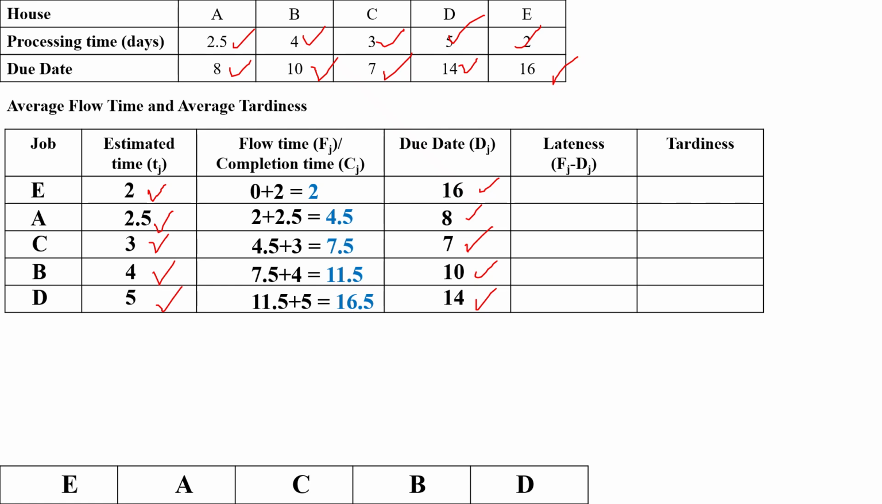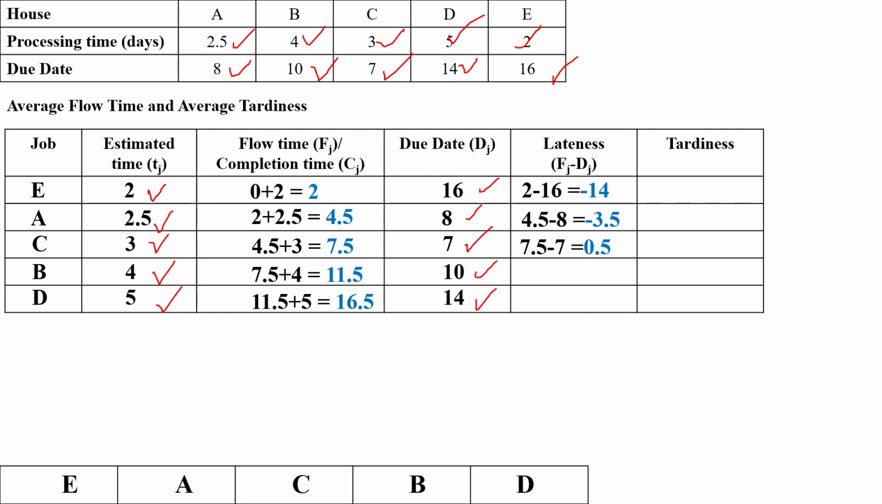Next we have to determine the lateness, that is Fj minus Dj. For job E, the Fj value is 2 and the Dj value is 16. Then the lateness value is 2 minus 16, which is equal to minus 14. Next, for job A, the Fj value is 4.5 and the Dj value is 8, so 4.5 minus 8 is equal to minus 3.5.